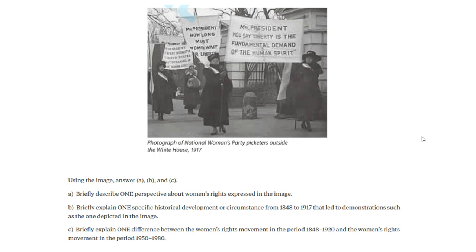Then part C is actually a comparison question. They want you to briefly explain a difference between this women's rights movement, the one that begins in 1848 and continues through 1920 with the passage of the 19th Amendment and women's suffrage. They want you to explain the difference between that era and the women's rights movement that comes much later, the modern or feminist movement of the 50s, 60s, 70s that we will study later in the year.